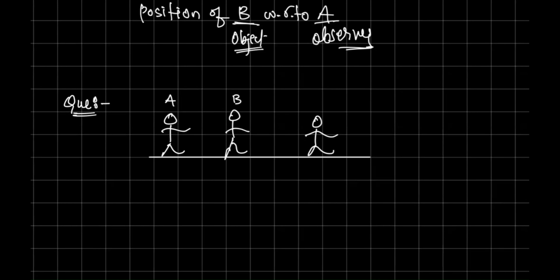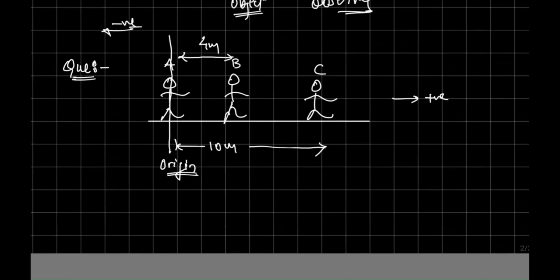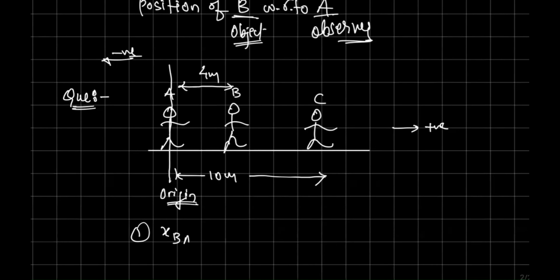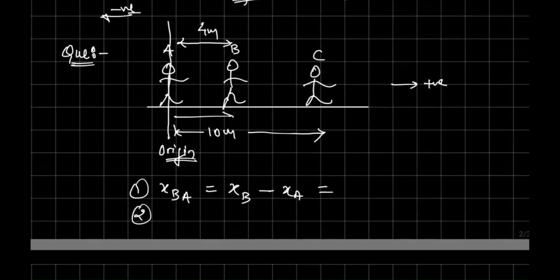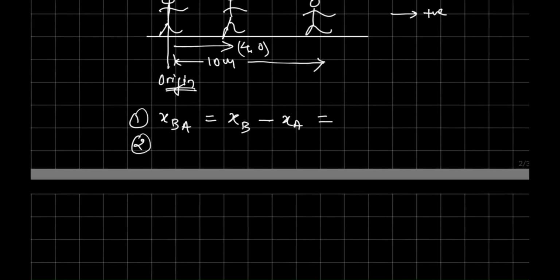Suppose there are three persons A, B and C, and assume here is your origin. This direction you can assume as positive and this direction as negative. This separation is given as 4 meter and this distance is 10 meter. You have to find the position of B with respect to A. So we do position of B minus position of A. What is the position of B? If we look from here, it is at coordinate 4, 0, so I simply take 4.